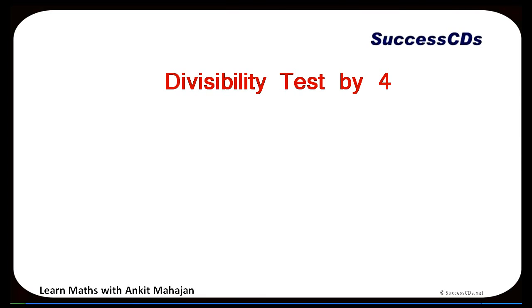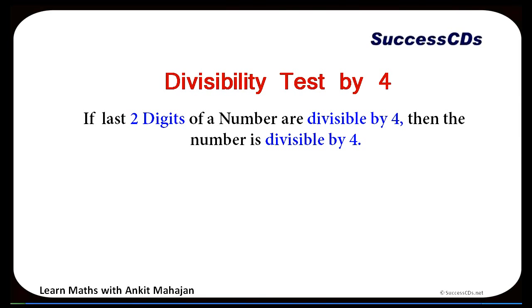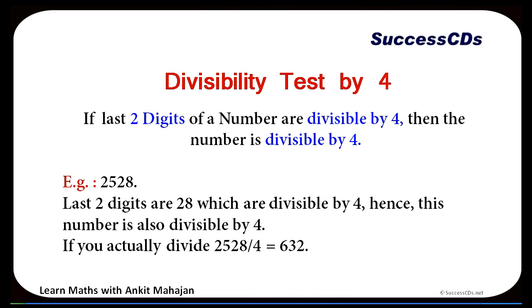Divisibility test by 4. The last two digits of your number have to be divisible by 4. Any number you take, if the last two digits are divisible by 4, then your number is always going to be divisible by 4. Take for example the number 2528. The last two digits are 28, which are clearly divisible by 4. Hence this number is divisible by 4. Now if you actually divide 2528 by 4, you get the quotient 632.